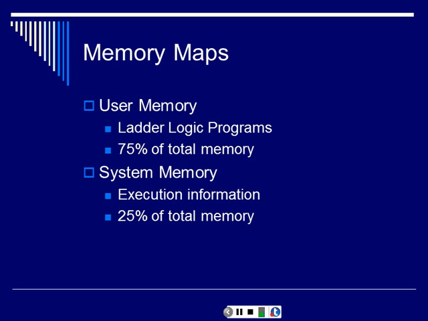I have seen programs in industry that are close to 100 rungs. So they can get very complicated very quick. They can also take up a lot of memory. So that's why 75% of the memory is allocated for your programs. Everybody okay? The execution information is system memory, and it's only about 25%.